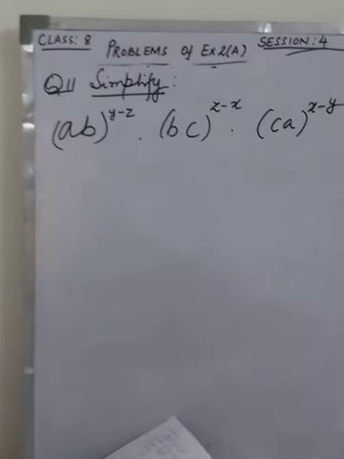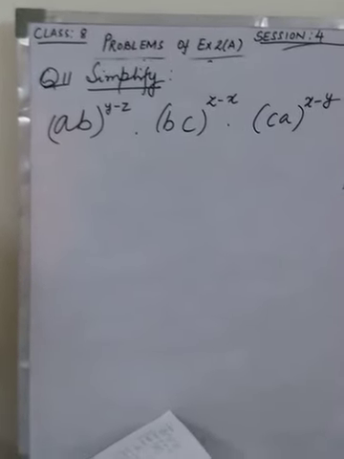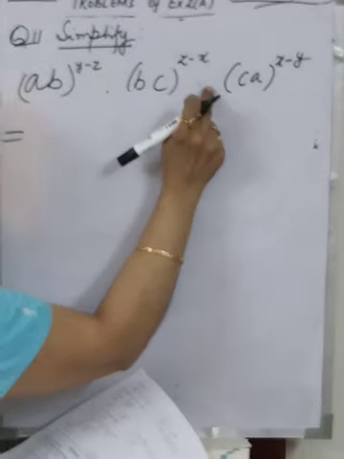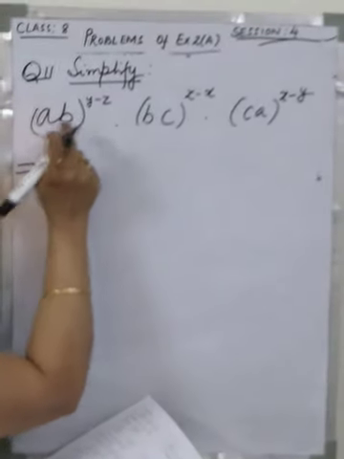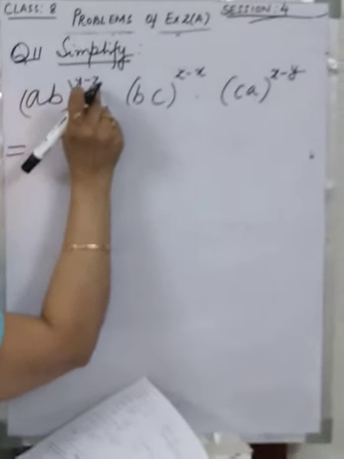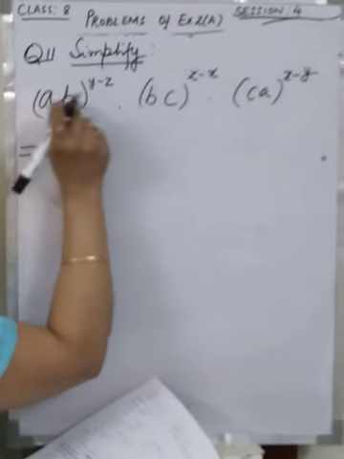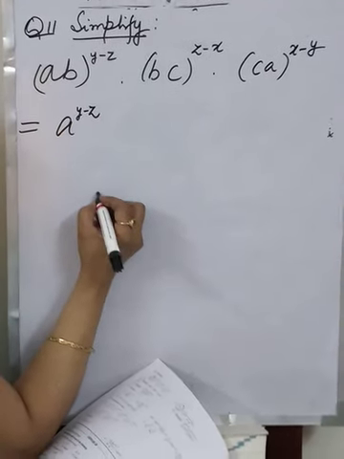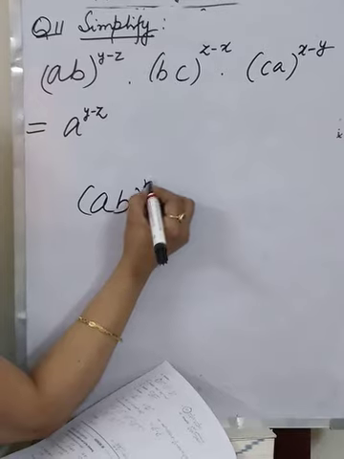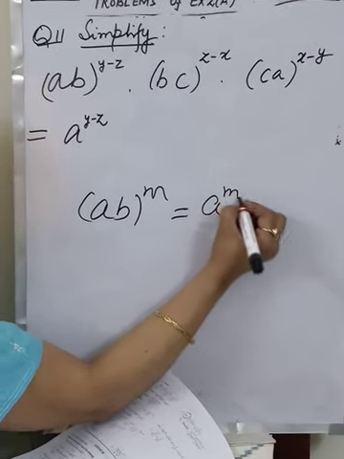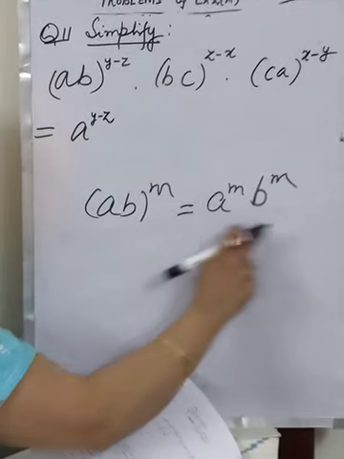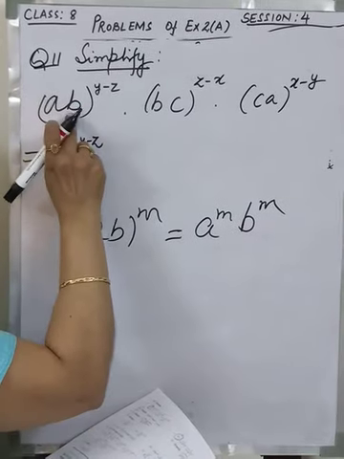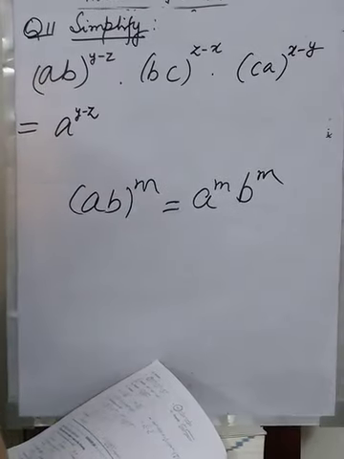AB to the power y minus z, BC to the power z minus x, and CA to the power x minus y. Dot sign stands for multiplication. So firstly, we distribute the power y minus z to a as well as to b. Which law are we going to apply? AB whole to the power m means a to the power m as well as b to the power m. This is the law. I am going to apply this law. A to the power y minus z and b to the power also y minus z.